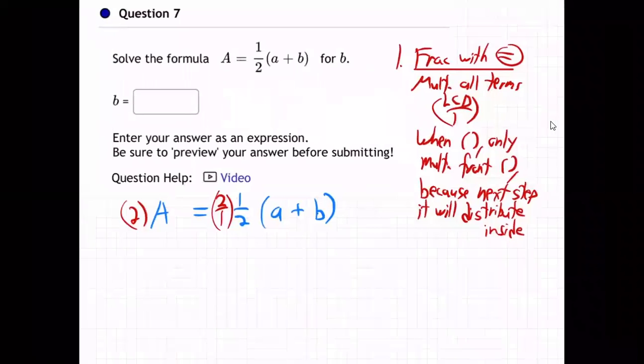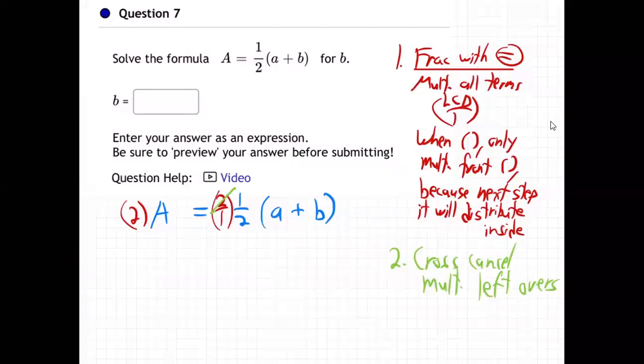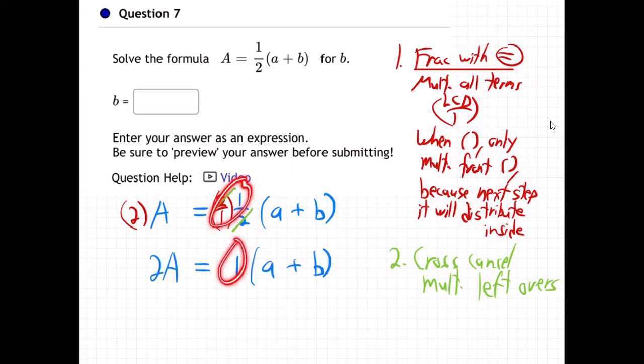Okay, and so now what's going to happen? Step 2, you know what we always do: cross cancel and multiply the leftover. And so what do we get? 2 capital A. And this is just 1, right? If you want to write 1 over 1, you can, but what's 1 divided by 1? It's just 1, right? Is that good?